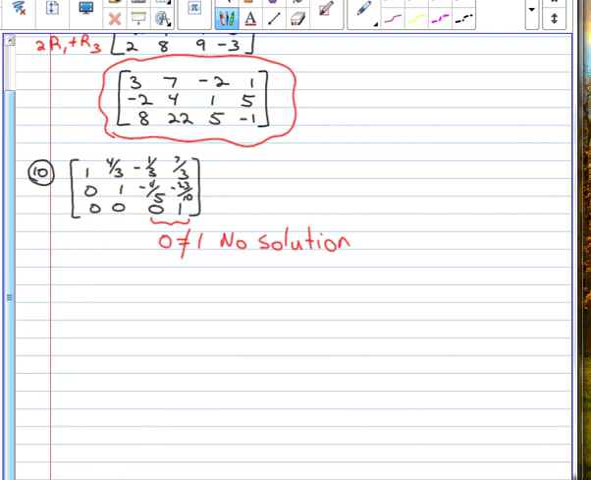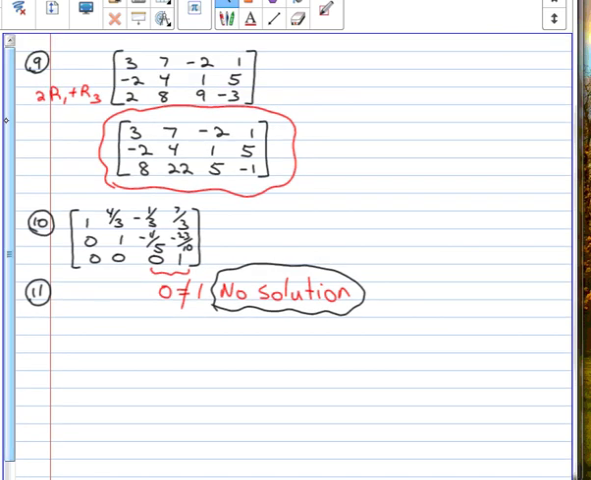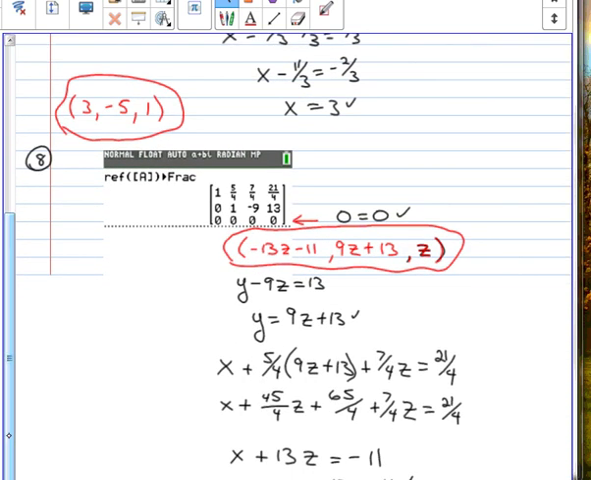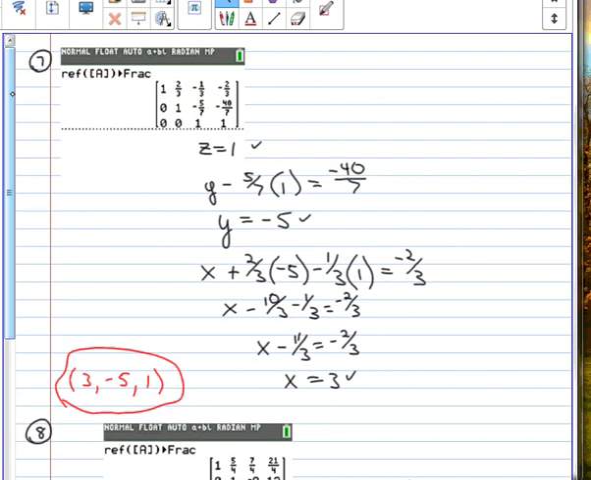Number 11. Number 11 says, give the number of solutions of the system in problem 10. There's no solution. What if they ask you, give me the number of solutions to problem 8? Infinitely many. What if they said, give me the number of solutions to problem 7? 1.